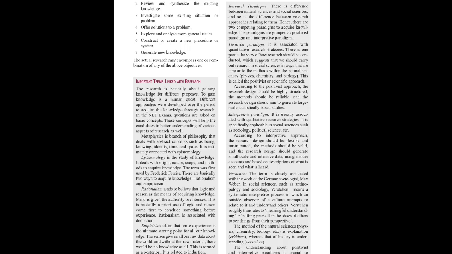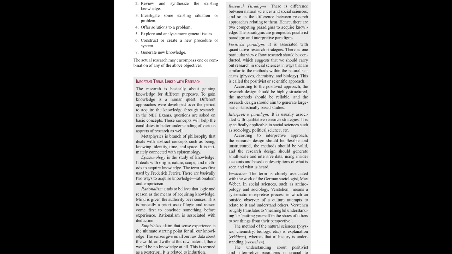Rationalism tends to believe that logic and reason is the means of acquiring knowledge. Mind is given the authority over senses. This is basically a priori: use of logic and reason comes first to conclude something before experience. Rationalism is associated with deduction. Empiricists claim that sense experience is the ultimate starting point for all our knowledge. The senses give us all our raw data about the world, and without this raw material, there would be no knowledge at all. This is termed as a posteriori. It is related to induction.